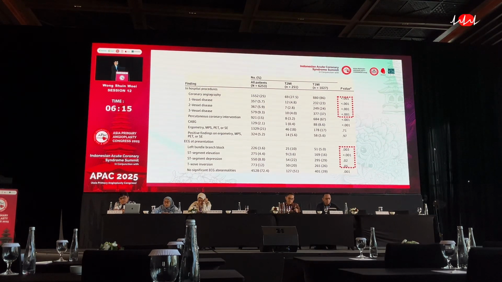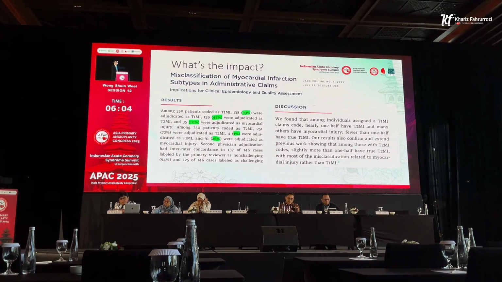So what's the impact? Is there a problem if we classify type 1 or type 2 MI wrongly? There is. This is going to be published soon in JACC. They labeled all patients as type 1 MI, and you'll be surprised that almost less than half of the patients were actually type 2 MI, and about 10% just had myocardial injury. This is something we need to look into properly, because if not, we are sometimes going to give the wrong treatment to the patient.